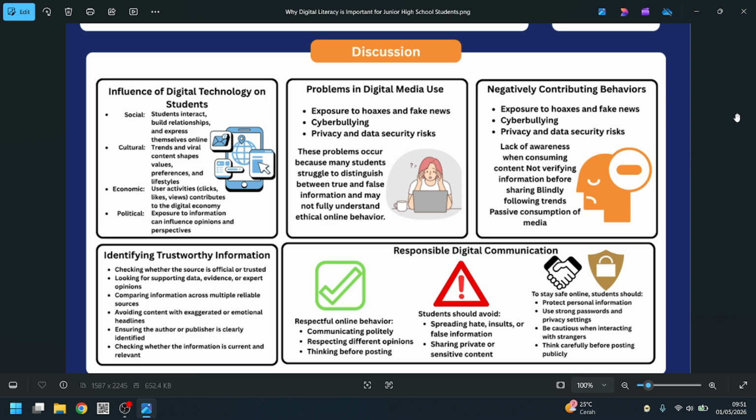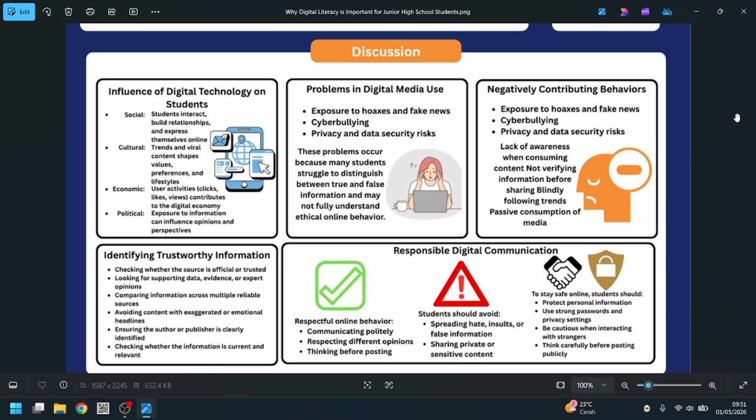Students should avoid spreading hate, insults, or false information, especially false information, because that could be detrimental to someone's view if they just found this false information. Also, sharing private or sensitive content. I'm not saying you shouldn't share some things to other people. We are social creatures after all, but I'm just saying some things should not be published out there because it may be dangerous for you. Maybe something private is where you live. That's not safe for the person posting it.